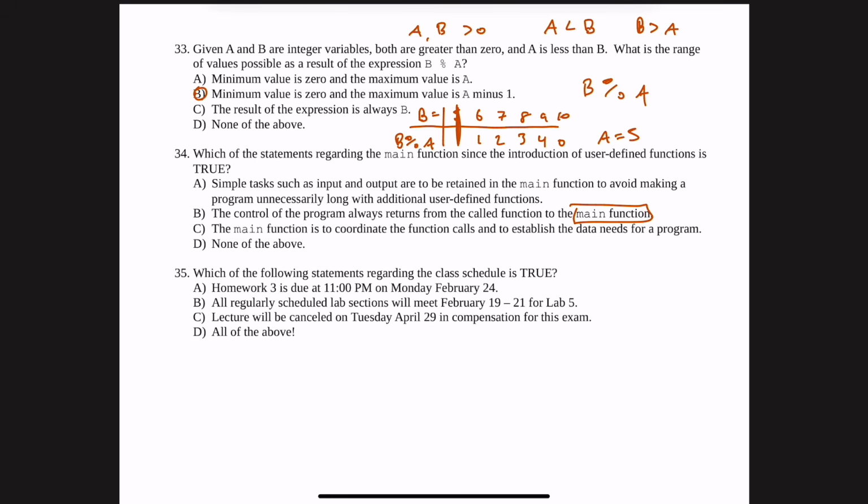C, the main function is to coordinate the function calls and to establish the data needs of a program. It's kind of what I just said, but this is going to be true. So your main function should say, here's the order of tasks I want to do. Here's all the variables, the types of data that need to store those values in between. So if I'm going to prompt for a height that's an integer, I need to create an integer variable in main, call my input function, and then I'm going to pass that integer off to a different output function or calculation later on. So C is going to be true, 34.